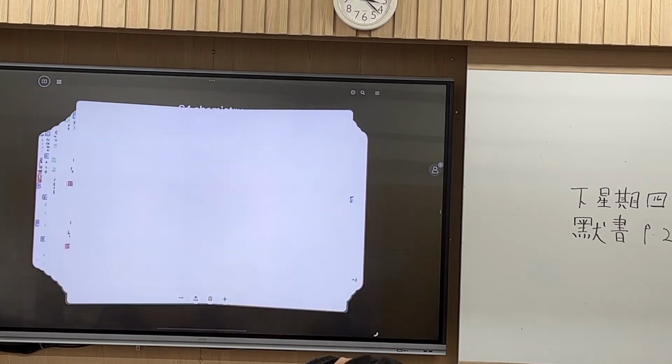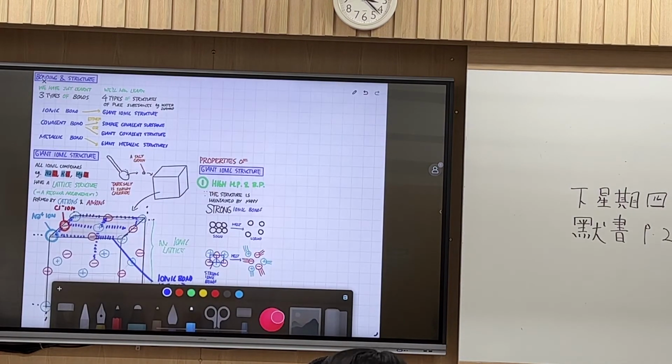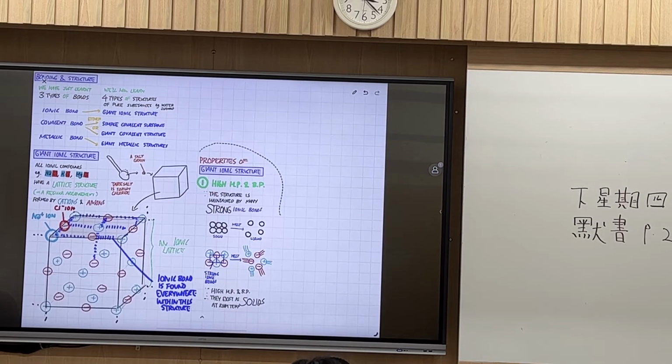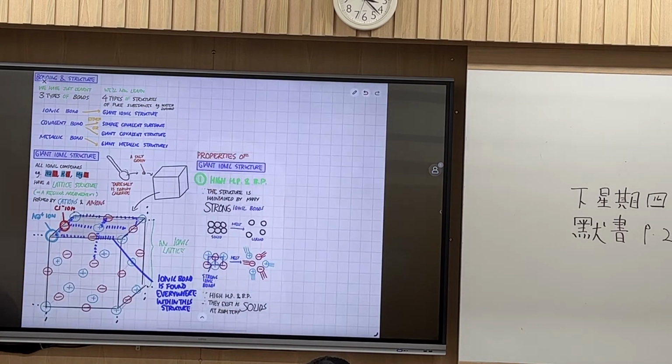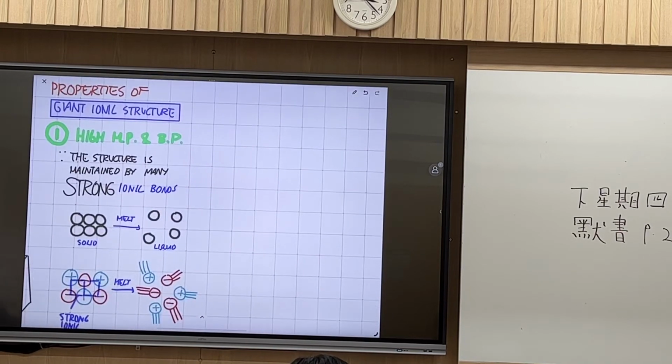So on the next page, let's go back to where we stopped last time. We discussed some properties of giant ionic structures, the first being they have high melting and boiling points. So what are other properties of ionic compounds that you can think of? Just look at salt. When you put it in water, do they dissolve or do they not? They dissolve. So most are water soluble.